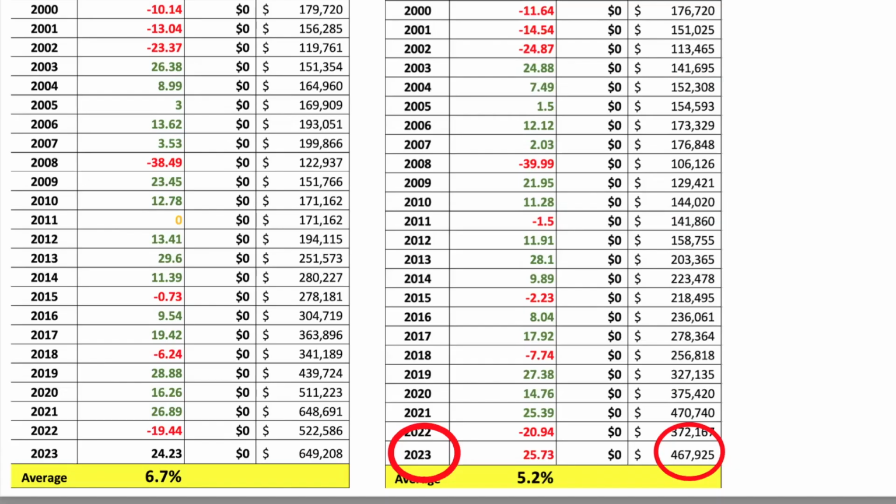Okay, so before we do that, I want you to write down two numbers for me, okay? I want you to write down 23 years, and then let's go ahead and round this up to 468,000, just so we're doing easy math. So 468,000 is where you would be after 23 years, okay? If we just went out 20 years, so we'll do 2020 right here, you'd be at roughly 375,000. Now, let's keep going on here and I'll show you the next slide, but on the left, you're making 6.7% historically, and on the right, you're making 5.2% because of fees.